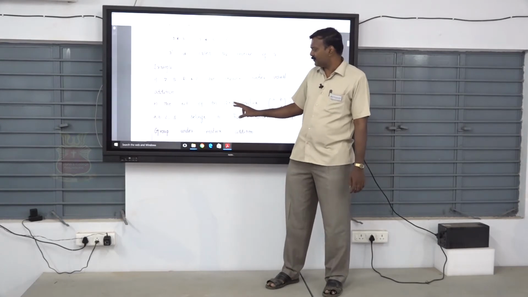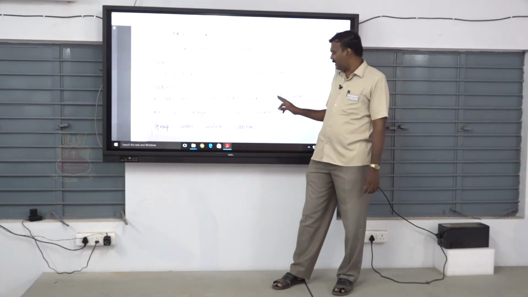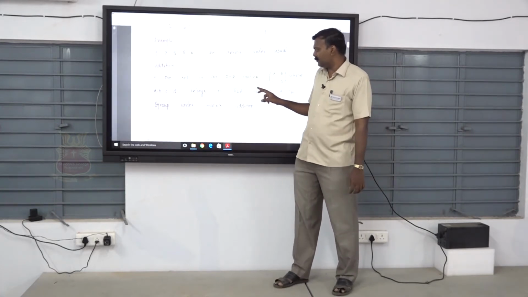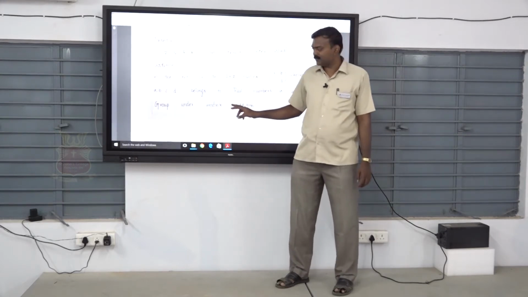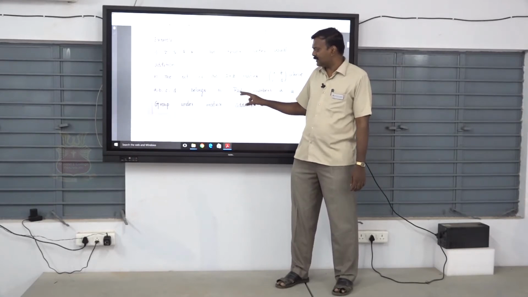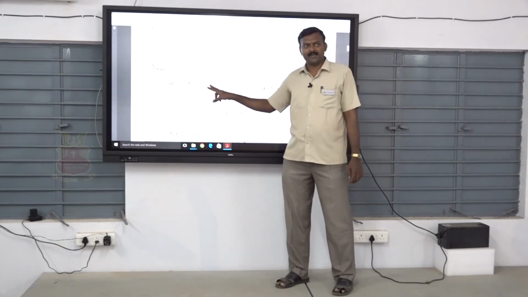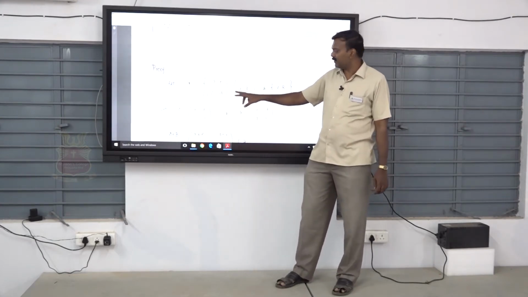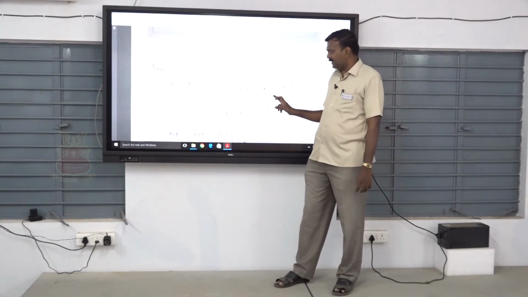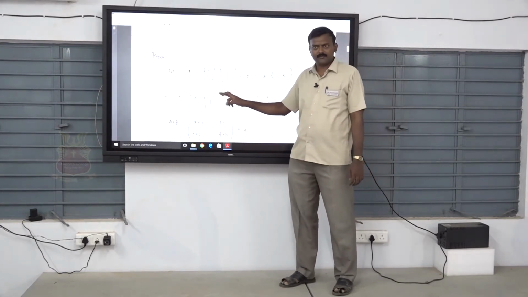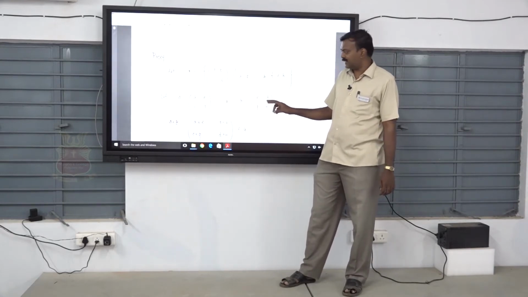Then the second example: the set of 2 cross 2 matrices (A, B, C, D), where A, B, C, D belong to real numbers, is a group under usual matrix addition. How to prove this example? Here is the proof. Let G be the matrix set, G equal to (A, B, C, D), where A, B, C, D belong to R, real numbers. Then let A equal (A, B, C, D) and B equal (E, F, G, H).